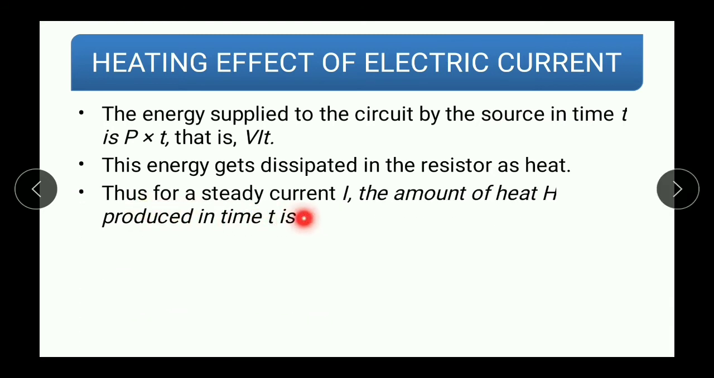Thus, for a steady current I, the amount of heat H produced in time t will be given by H = V × I × t, which we have already used. This energy is nothing but heat energy. So, if someone asks you to calculate heat, we should at least have three terms: V, I and t. Okay, but using Ohm's law, we can simplify this formula. How? Let us see.